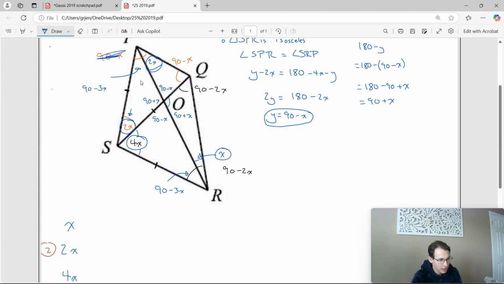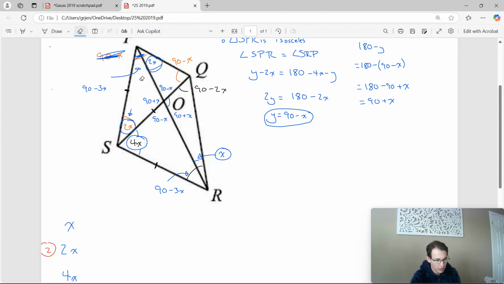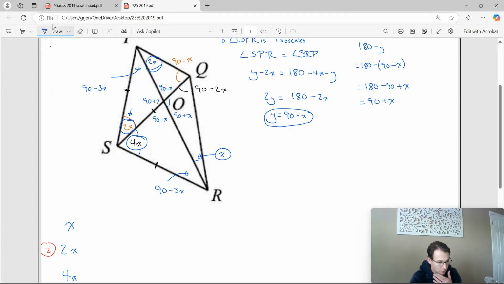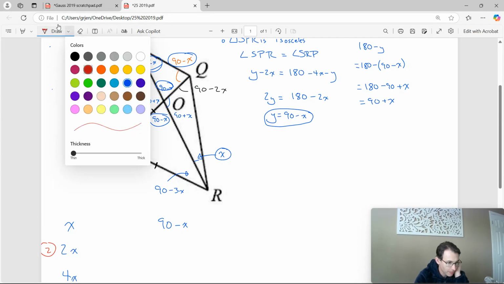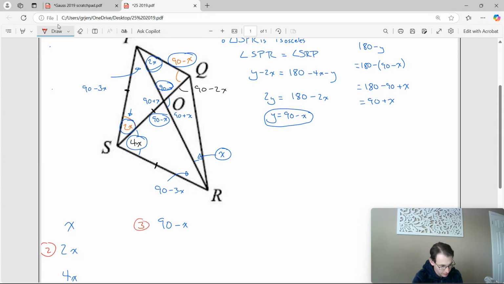Don't count these ones. I'm going to just erase them because they're like two angles together, right? So let's get rid of those. There, that's much better. Okay. Now, so let's count our 90 minus x's. All right, so we'll put them over here. 90 minus x, we've got 1, 2, 3 of those. Okay, and then 90 plus x.